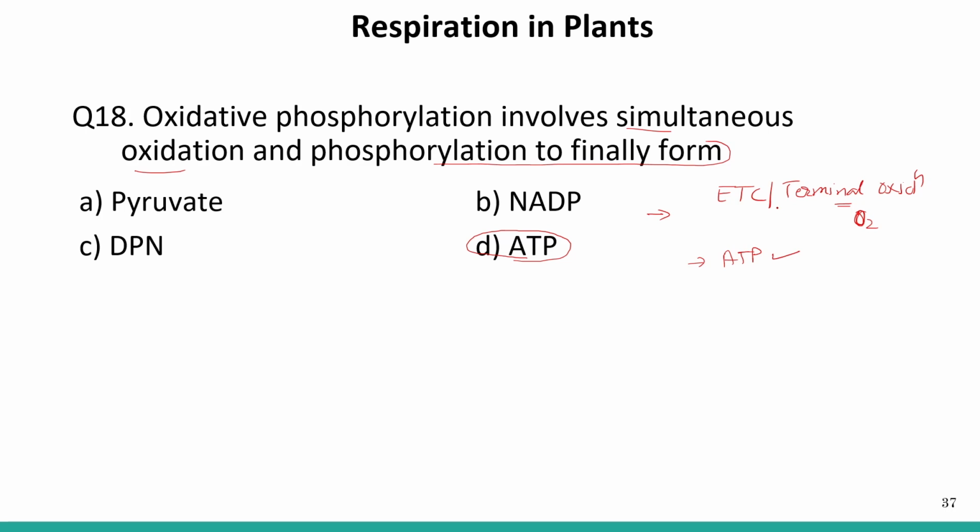So how can you define oxidative phosphorylation? You can say that the energy of the oxidation reduction reaction is used for the formation of ATP. So the correct answer is option D, ATP.